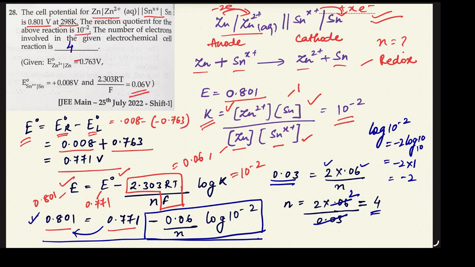This part of the equation can be written as 0.801 minus 0.771, and this is equal to minus 2 multiplied by minus 0.06 divided by n. Minus into minus is plus. So this becomes 2 into 0.06 by n, and here this value is equal to 0.03. So putting the values, the equation is 0.03 is equal to 2 into 0.06 by n. Solving, value of n is 4.